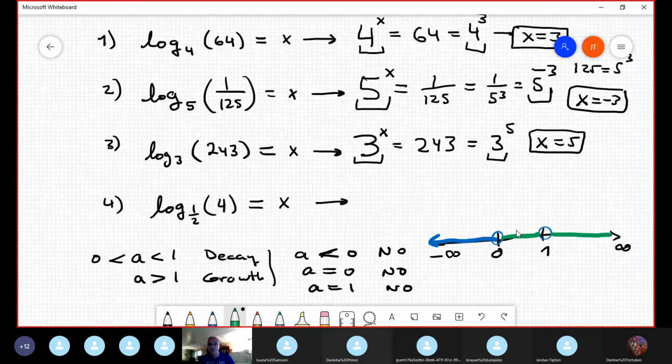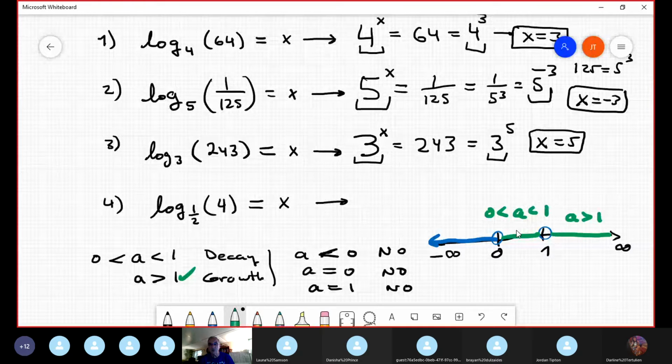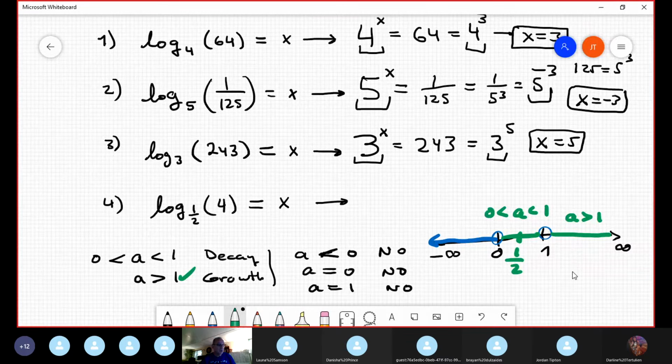And we have two intervals: when the base is bigger than 1, and when the base is in between 0 and 1. Of course, don't touch 0 and don't touch 1. Okay? So the definition is okay. The base is totally legal to be 1/2 because 1/2 is here. 1/3 is possible. 1/5 is possible. 2/5 is possible. Okay?